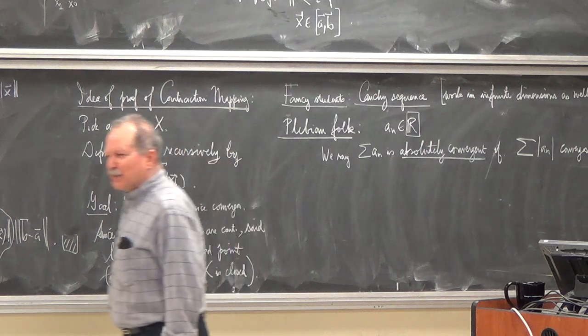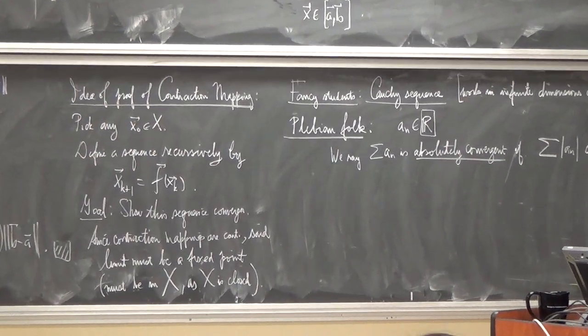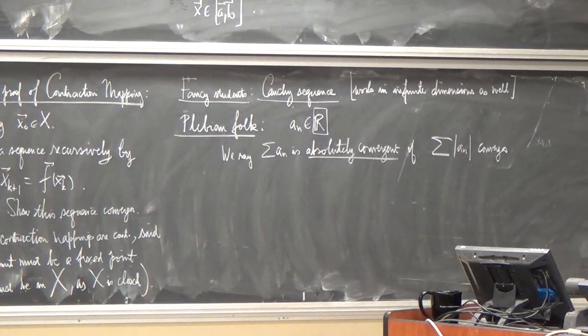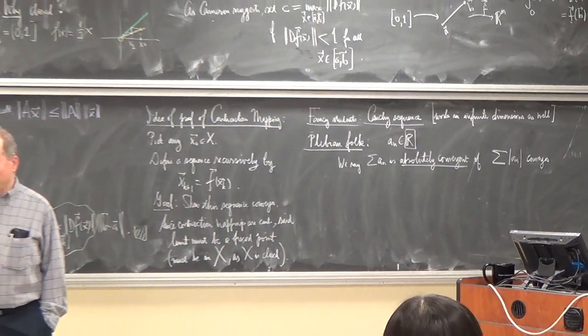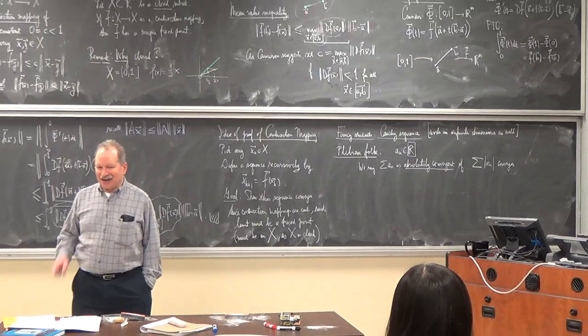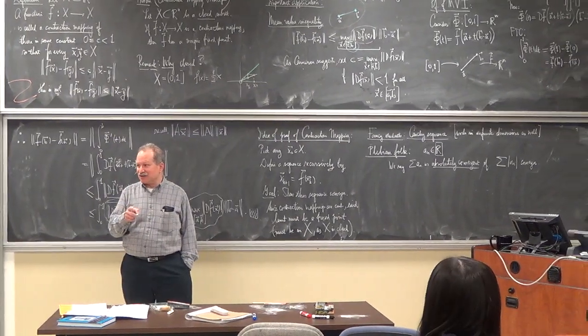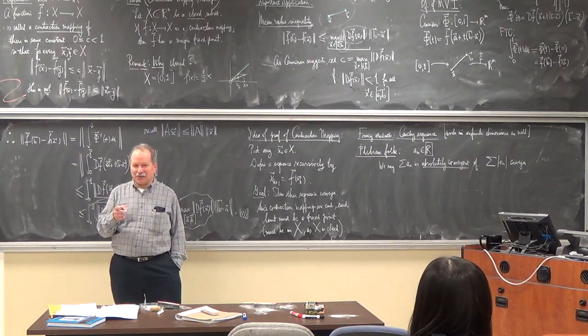Is every series absolutely convergent? No. Any series that's not convergent is also not absolutely convergent. And any series that is absolutely convergent is convergent. Okay, that's where I'm headed. But can you have a convergent series that's not absolutely convergent? Yes. The famous example is the alternating harmonic series.